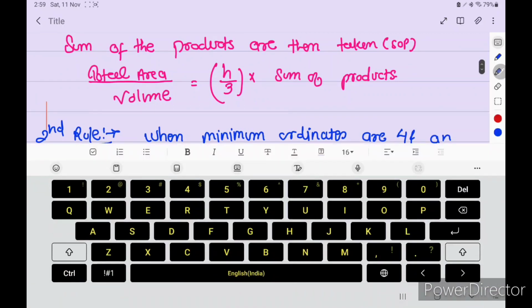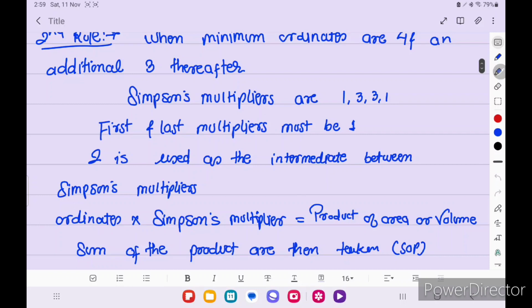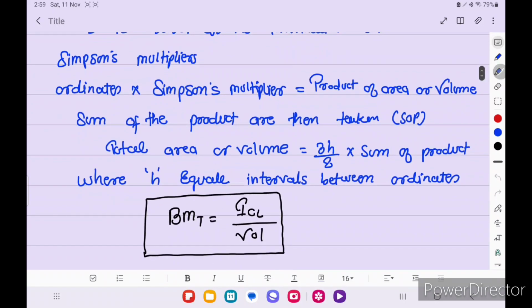Simpson's second rule says that when the minimum number of ordinates is 4, with an additional 3 thereafter, the Simpson's multipliers are 1, 3, 3, 1. The first and last multiplier must be 1, and 2 is used as the intermediate between Simpson's multipliers. Ordinate into Simpson multiplier is equal to the product of area, or you can say volume. The sum of the products is taken as SOP. Total area or volume is 3h by 8 into sum of products, where h is the equal interval between ordinates.